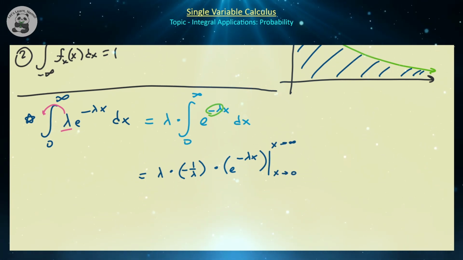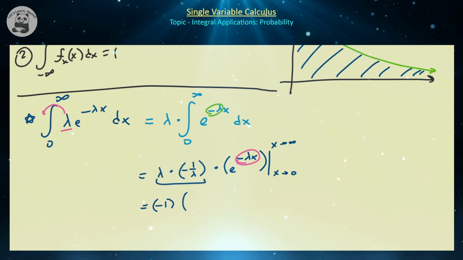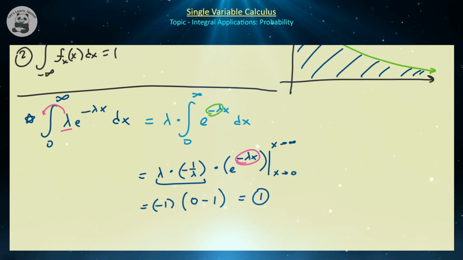Again, notice that as x gets close to infinity, e to the minus lambda x gets arbitrarily negative because lambda is a positive number. So e to the minus infinity is going to go to 0 in the limit. So that means this is going to be equal to what? Notice that these constants cancel to minus 1, and we're going to be left with 0 minus 1, which is going to be equal to 1.